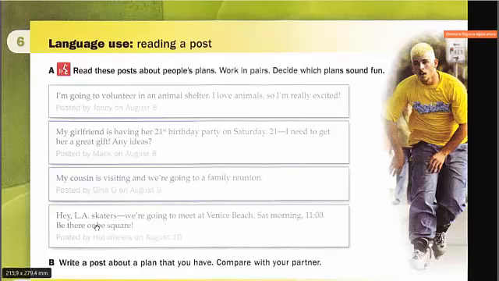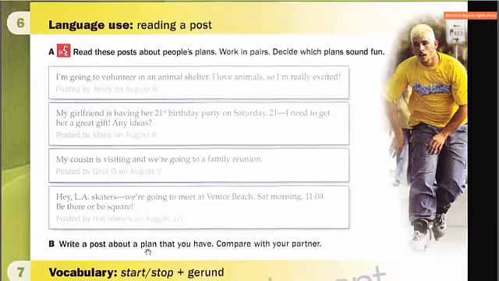Hey, Los Angeles skaters, we're going to meet at Venice Beach. Saturday morning, 11 o'clock. Saturday morning means Saturday morning, 11 o'clock. Be there or be square. Understand? Be there or be square. Posted by Hot Wheels on August 10th. Okay.